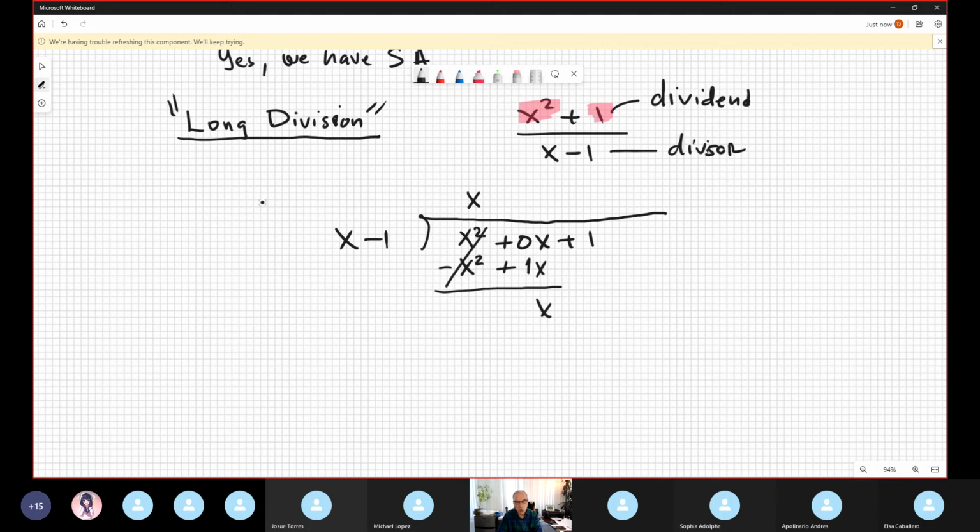Now I finish. No, why no? Because the degree of this guy is 1, and the degree of the divisor is also 1. So we cannot stop. We continue. You stop when the degree of the potential remainder is less than the degree of the divisor. So I bring down this one, and we continue the division.